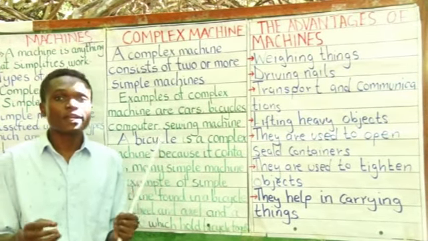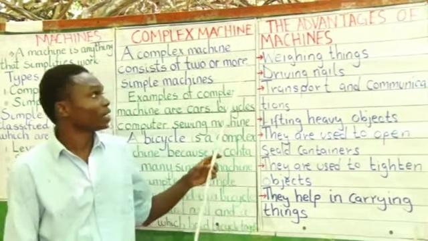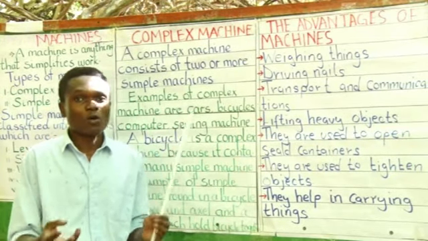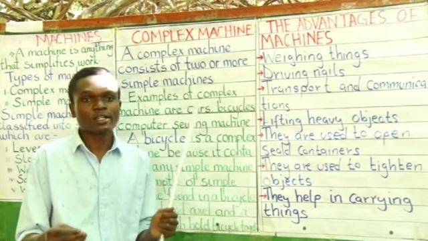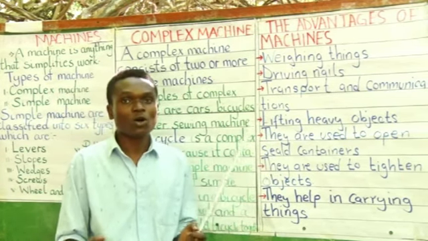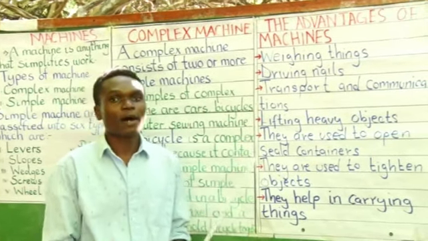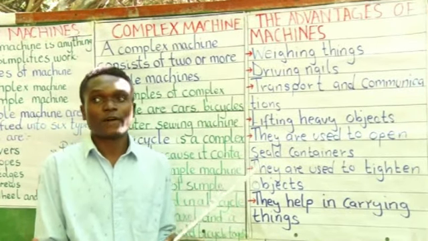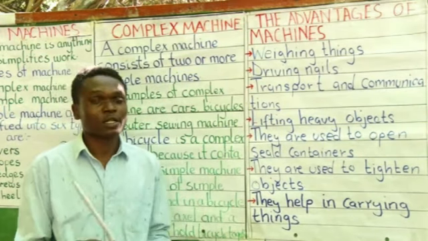We have many advantages, or the merits of machines. The first one is weighing things. As you know, we have devices which weigh objects. This is an advantage because these objects contain different kilograms. The second one is driving nails. As you know, the plumbers and the carpenters use the hammer to drive nails into the timbers, so it simplifies the work. We have transport and communication.